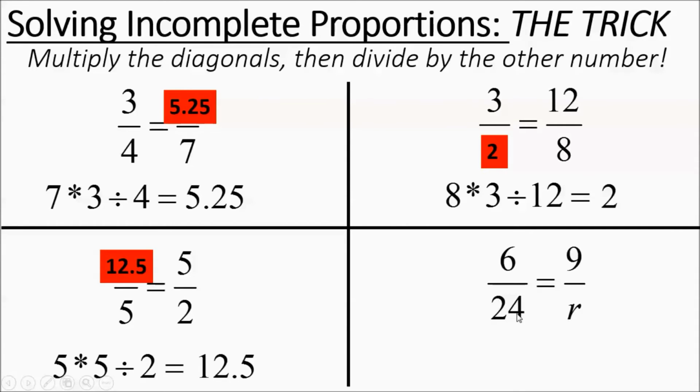Finally, we've got some larger numbers, but not a big deal. If you have a calculator, you just type in 9 times 24 divided by 6, or 24 times 9 divided by 6. Either one works. You type them all in and you end up getting 36. So R is 36 for this one. And that is about it. Hope this helps. Best of luck to you.